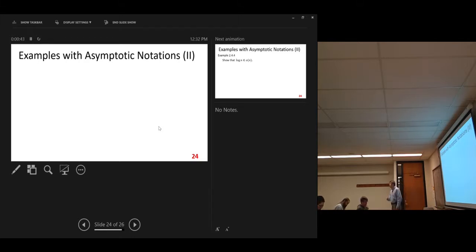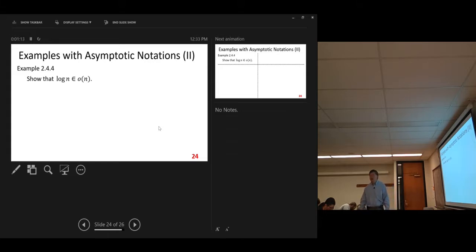Examples, part 2. So we want to see more examples. Last time, the 3 examples were too easy. So this time we will get a little harder questions. Let's look at the first one. Actually, it is our question number 4 in this unit. Show that log of n belongs to little o of n.